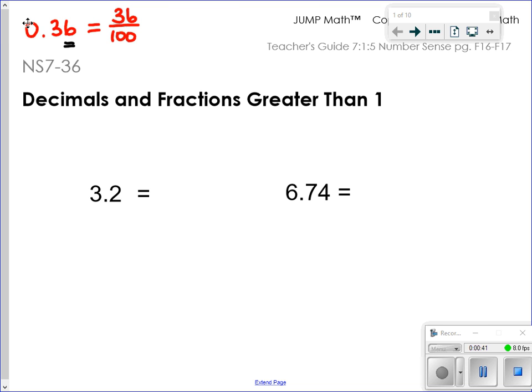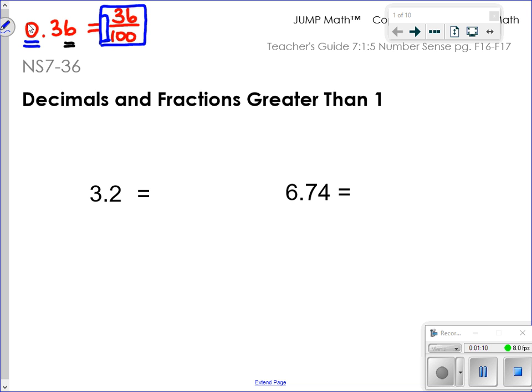I know that this number, 36 hundredths, is less than 1 because there's no wholes. Okay, if there was anything in the ones place, that's how many whole items I have. And in the fraction form, if there's no mixed number, so there's no whole number out here in front, then I know there's only the fractional part, which is a number that is less than 1.